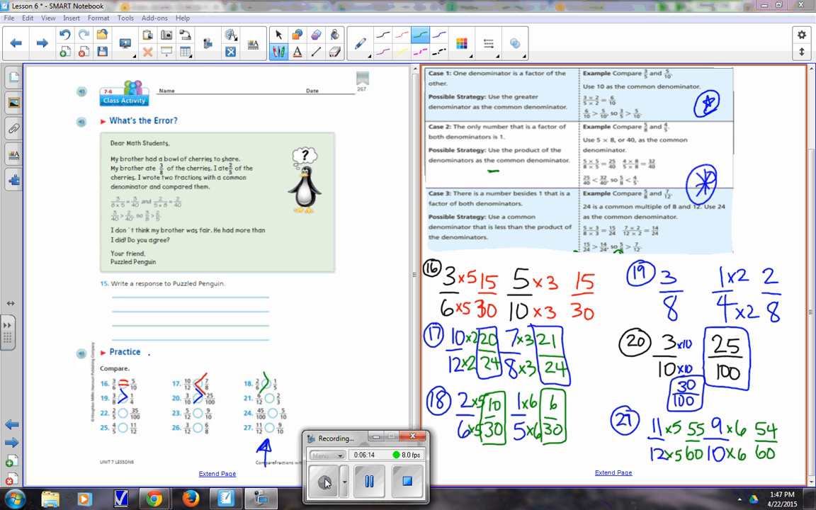Ooh, those are close ones. So 11 twelfths is greater than 9 tenths.